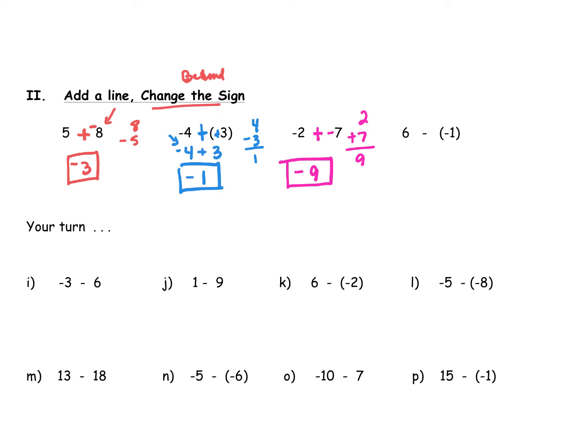Our last example, we again look for the minus. Here it is. So we add a line and the number behind it, we change the sign. It's -1, so we're going to make it +1. So I'm just going to rewrite that below to make it a little bit neater. So this is 6 plus 1. Same sign numbers, we add them, and we keep the sign. In this case, they're positive.